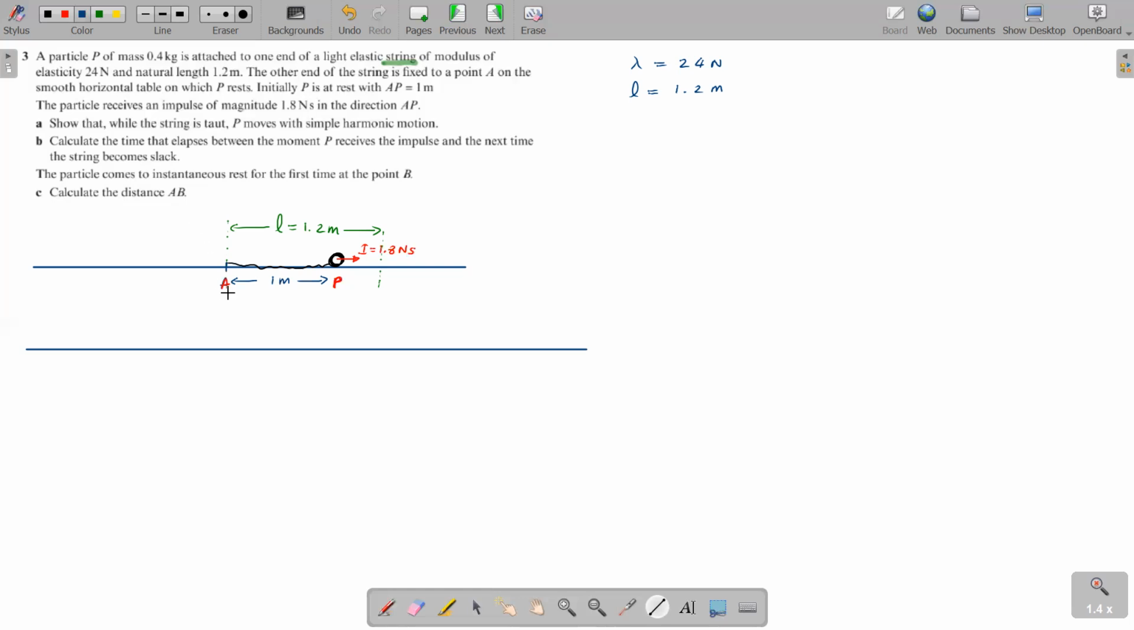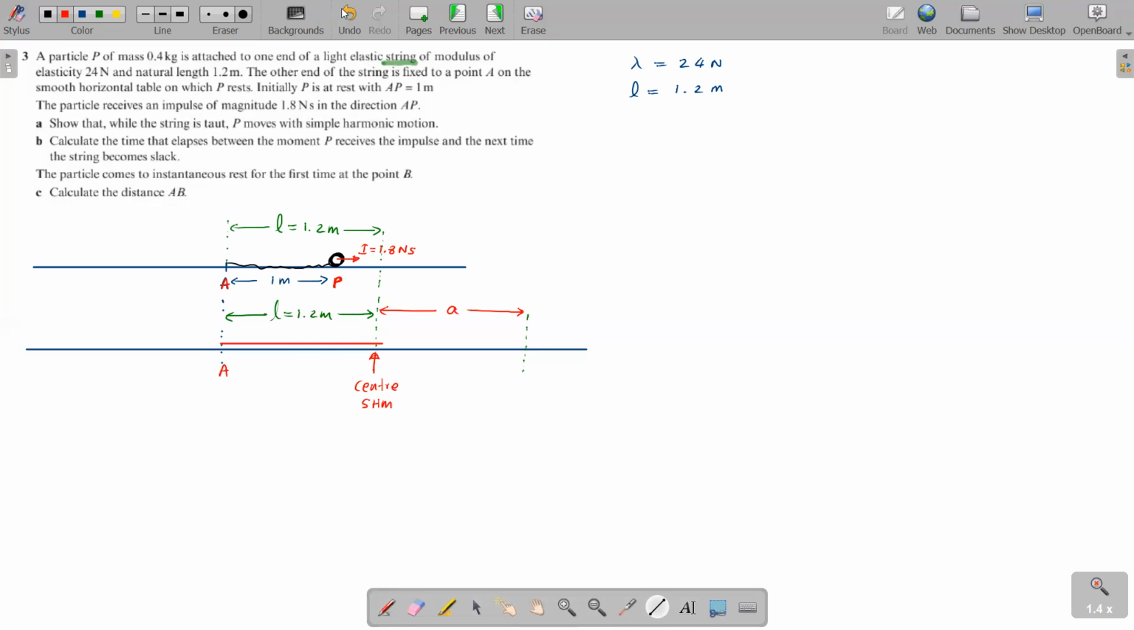Okay, so this is the point A. And this is the natural length. So we'll say this is the amplitude. We do not know the amplitude, okay? Amplitude is a constant. Natural length is 1.2. And always remember the center of SHM is always at the place where the natural length ends. Are you with me?